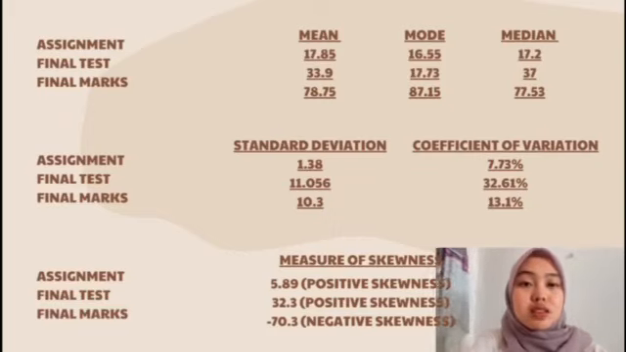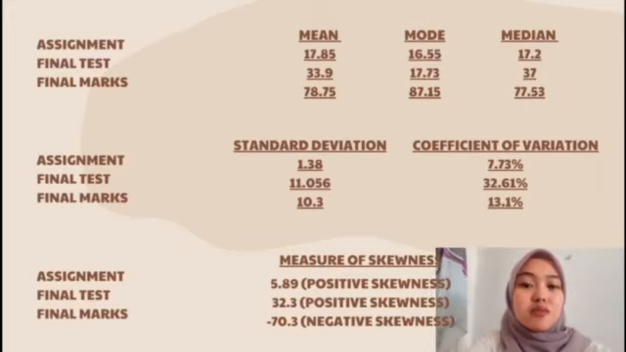Coefficient of variation for assignment, final test, and final marks. CV of final test is the highest percentage, at 32.61%. CV of assignment is the lowest percentage, only 7.73%. CV of final marks gets 13.1%, the middle between CV of final test and CV of assignment.